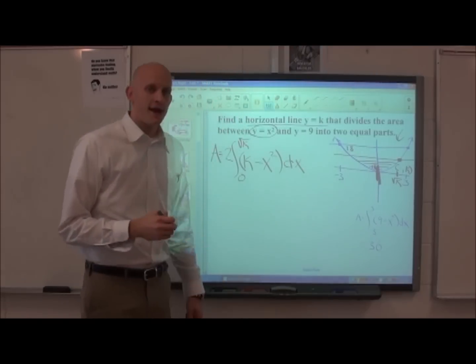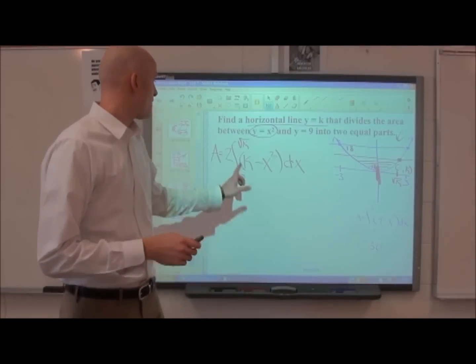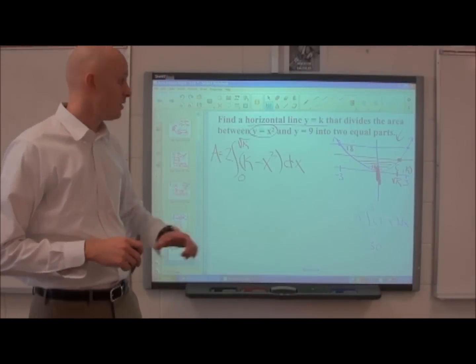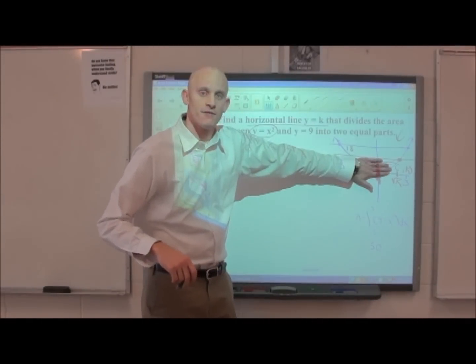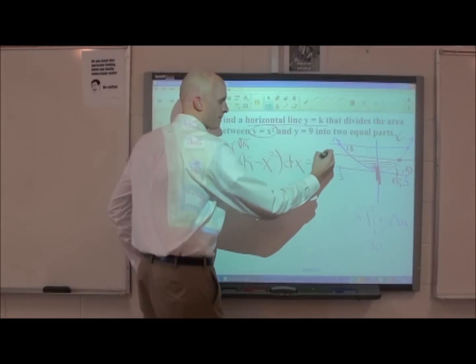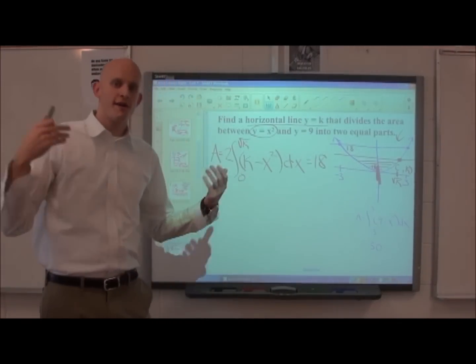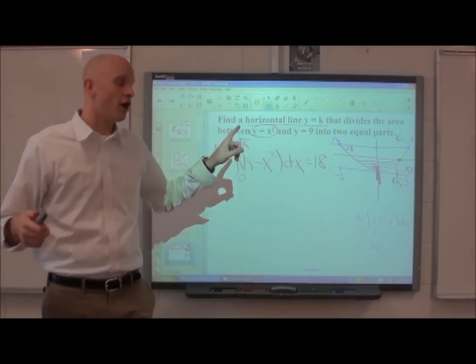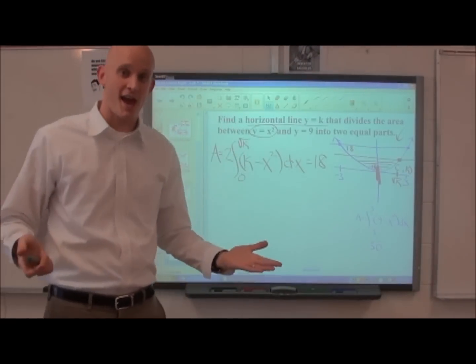And that will be a dx. That should be equal to half of our area. We want it to be equal to 18. Alright, now all we're going to have to do is simplify this and solve for that variable k.